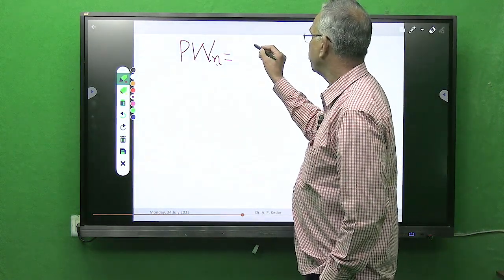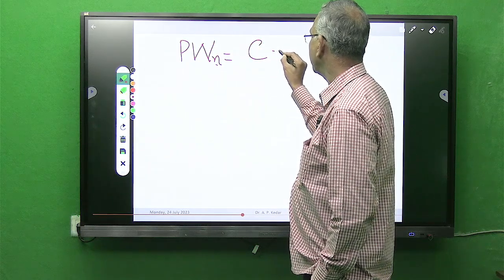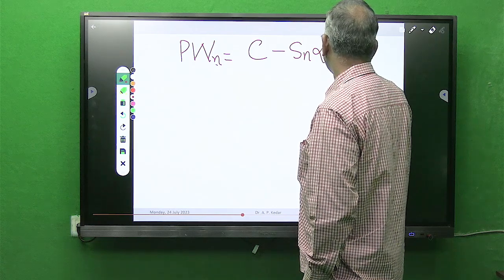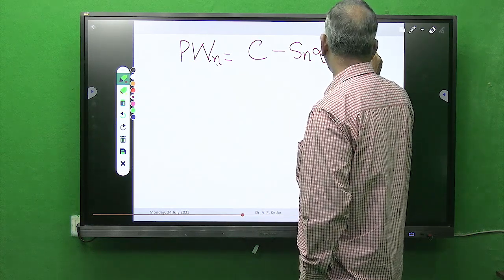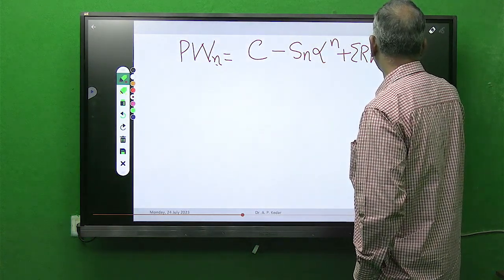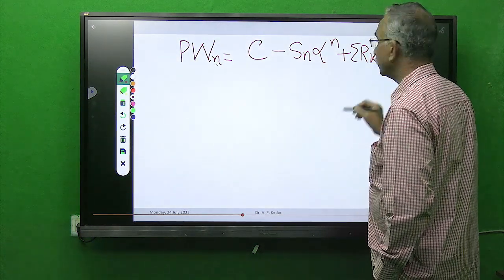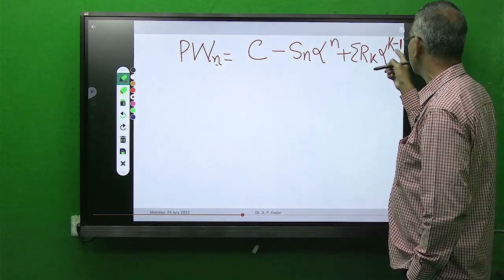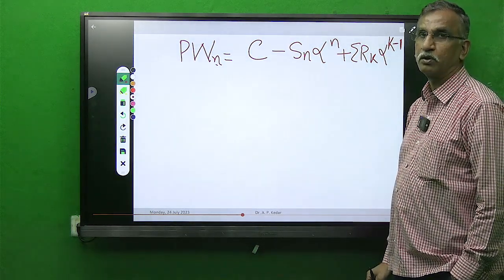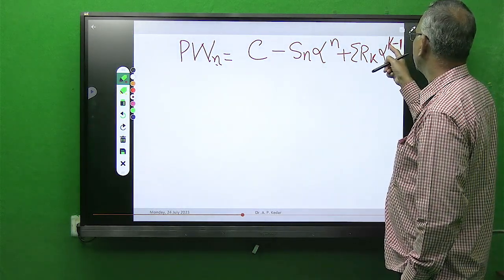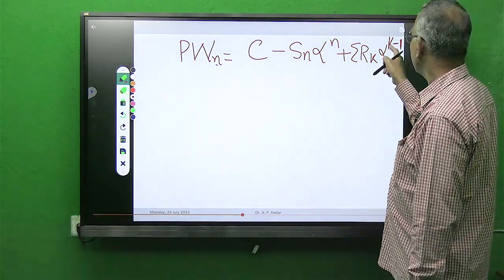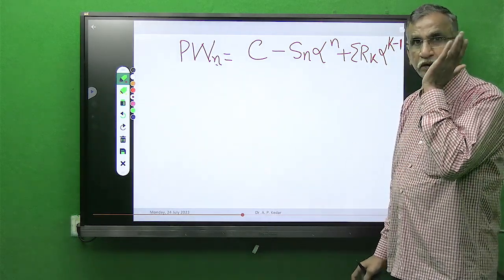So if you recall, it is C minus Sn alpha n plus summation Rk alpha k minus 1. I am stressing alpha k minus 1. If you commit a mistake at this point, the entire calculation will be wrong. We will write k minus 0.5 if it is mid of year. We will write alpha raised to k if it is end of year.